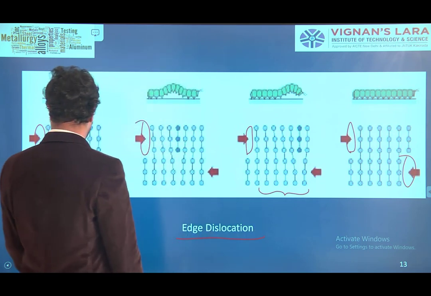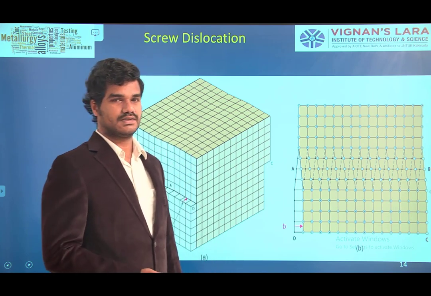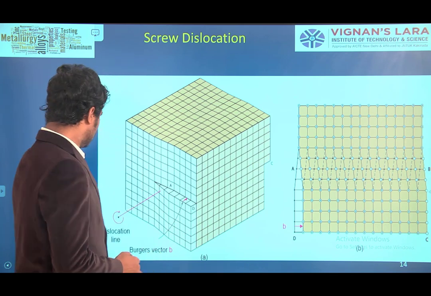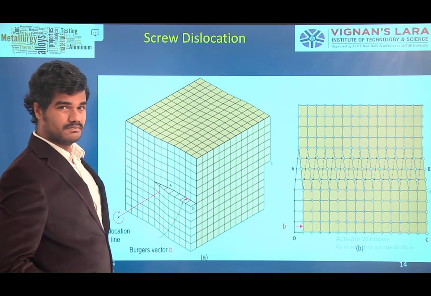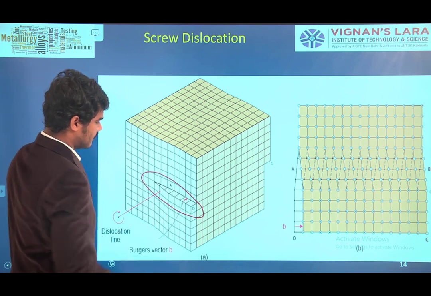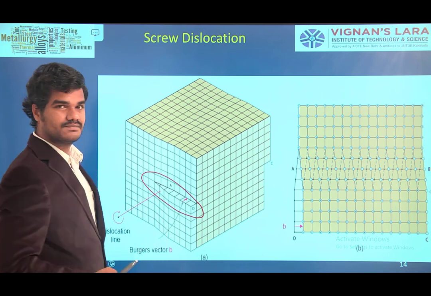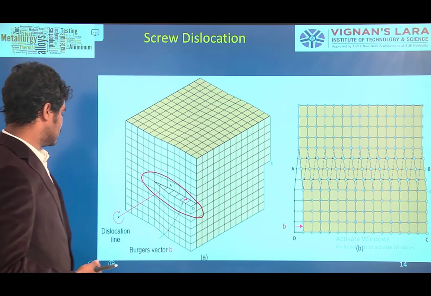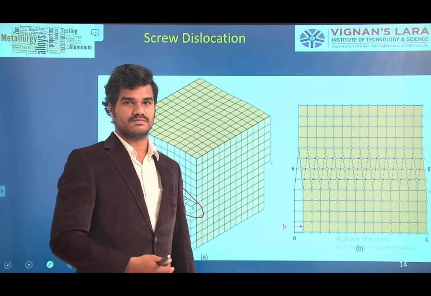Let us see about screw dislocation. Screw dislocation of atoms. This is the arrangement of atoms. See here, this entire structure is okay, but if you see this part, some extra area is added, so some extra atoms are added. Because of that, this type of dislocation is called screw dislocation.